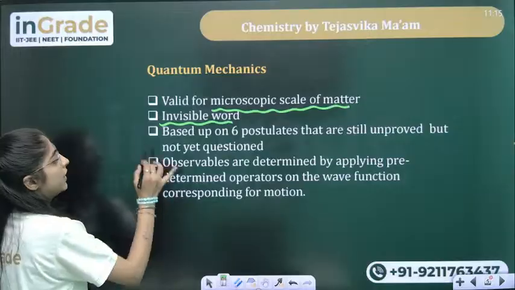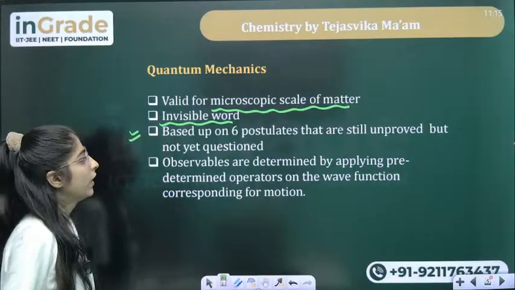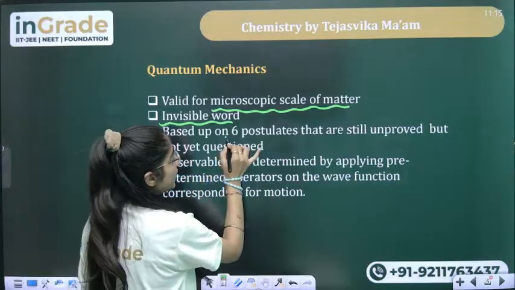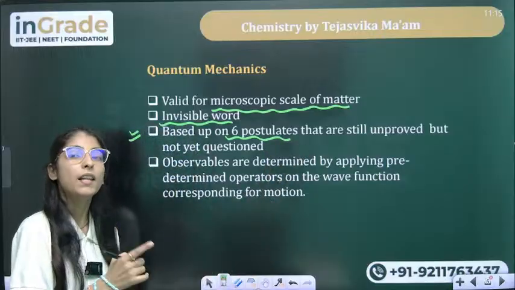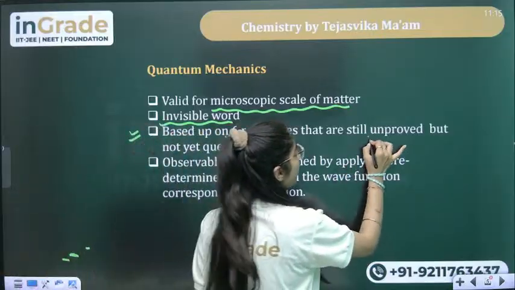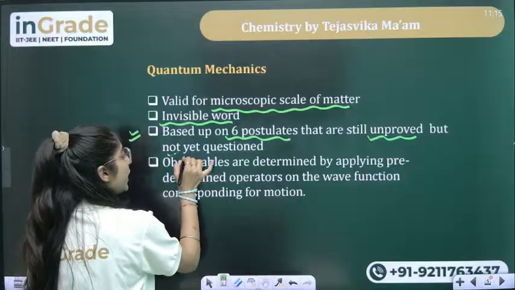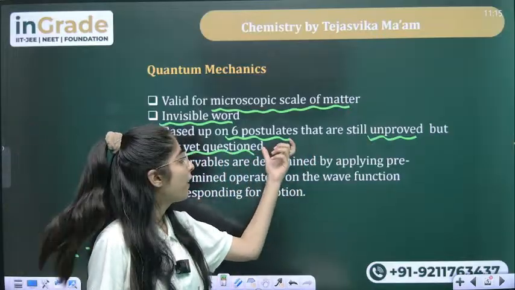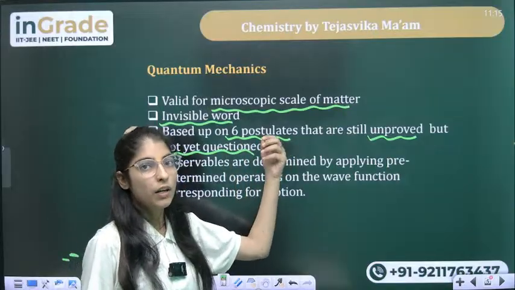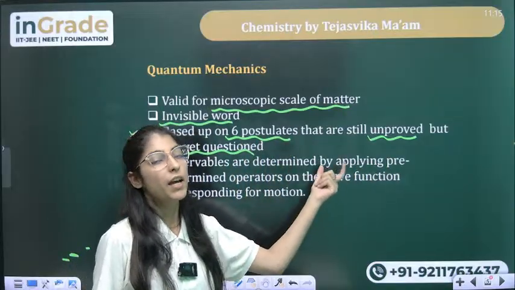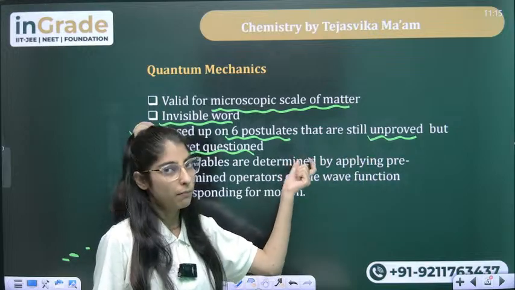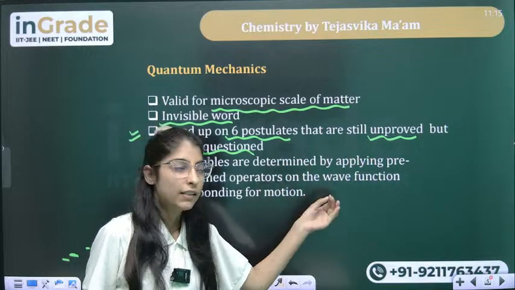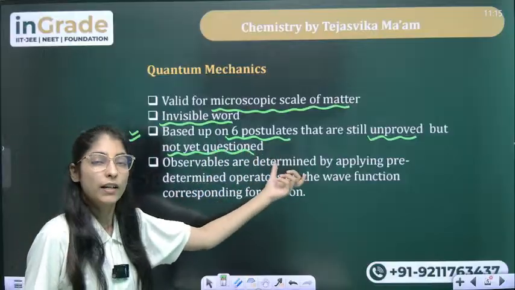Next is, this point is very important. It is simply based upon your 6 postulates that are still unproven. Okay, but not yet questioned. It means that if we are able to apply those postulates over a particular matter, then we are able to find out its value at microscopic level. That's why these are not yet questioned.